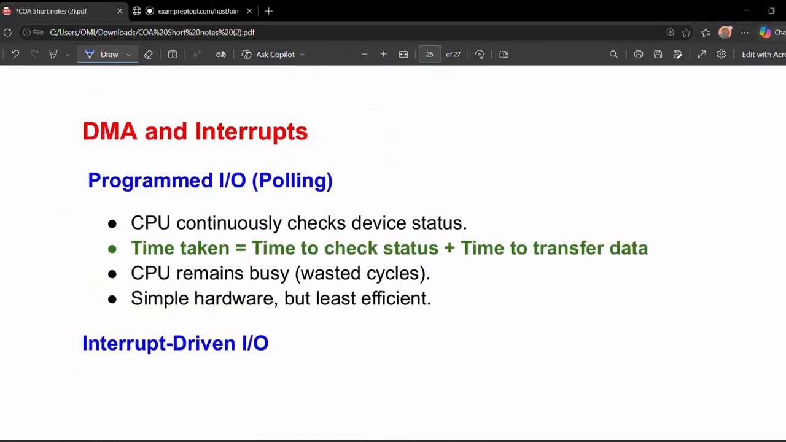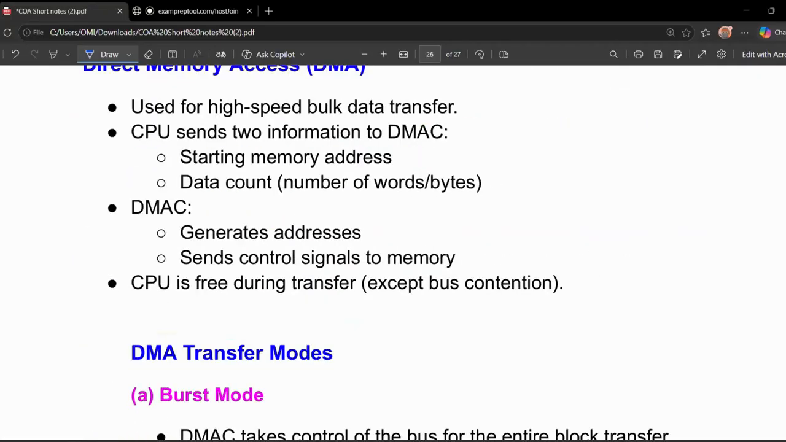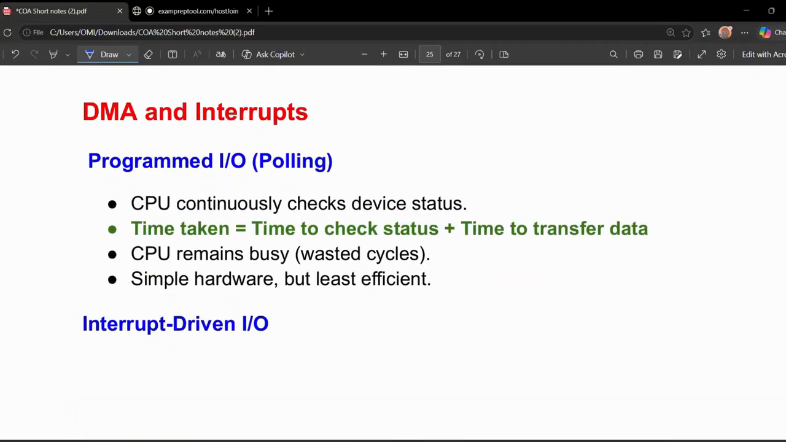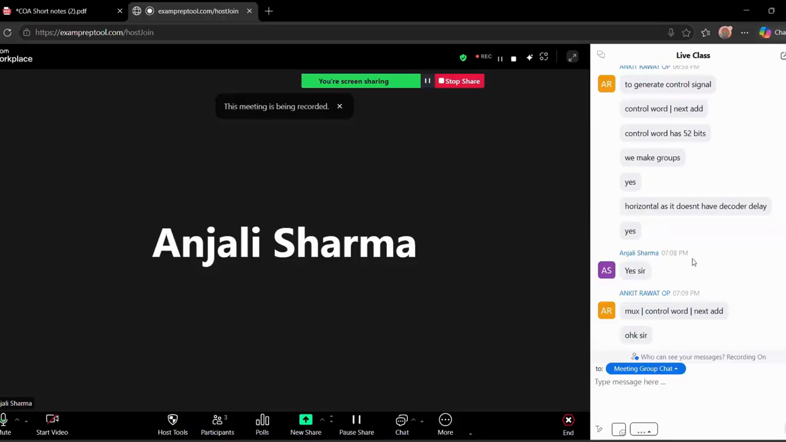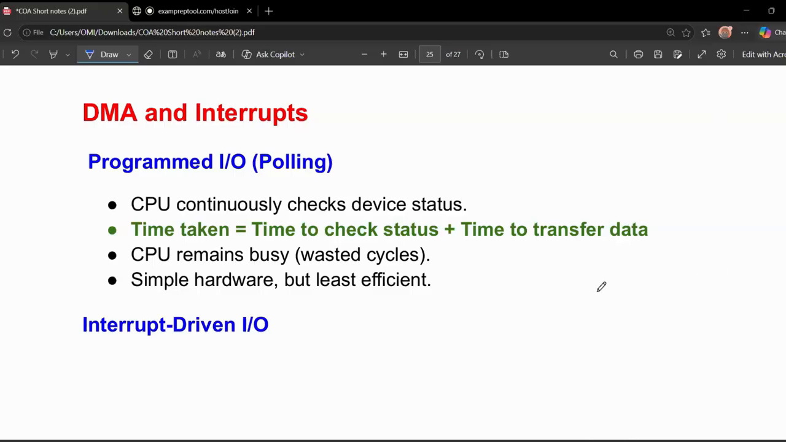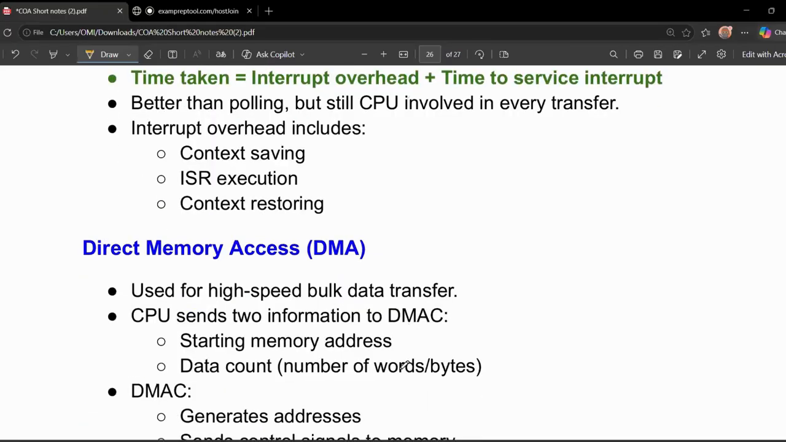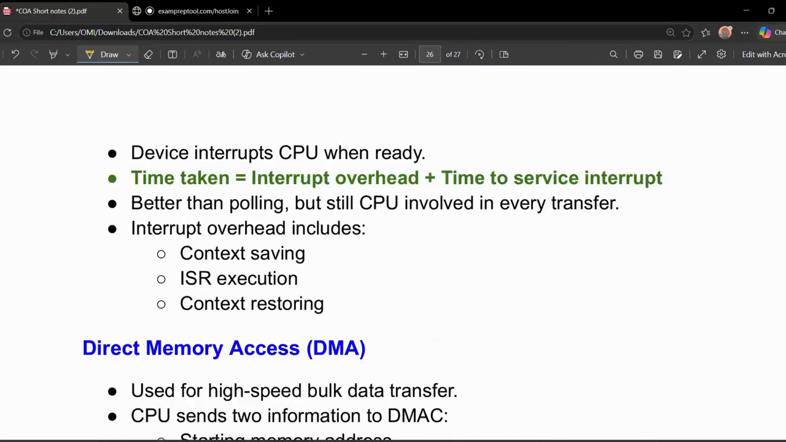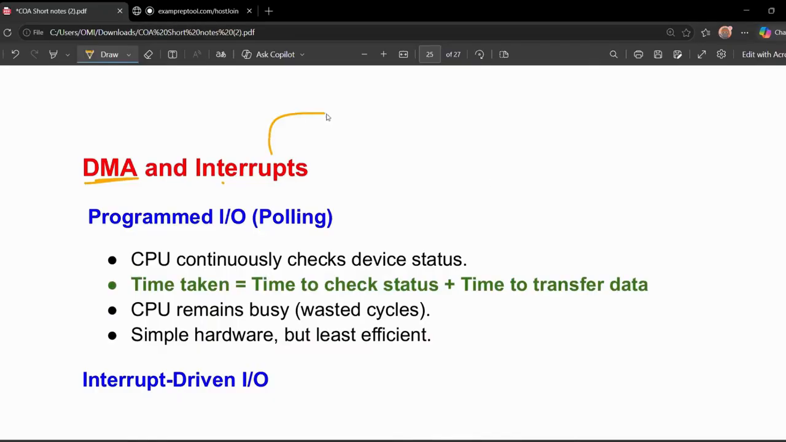Now the last topic remaining is DMA and interrupts and all. First is DMA. Now this topic is for IO.